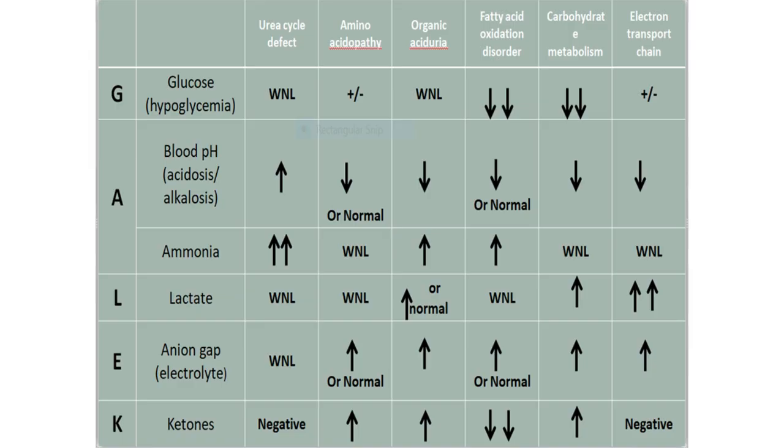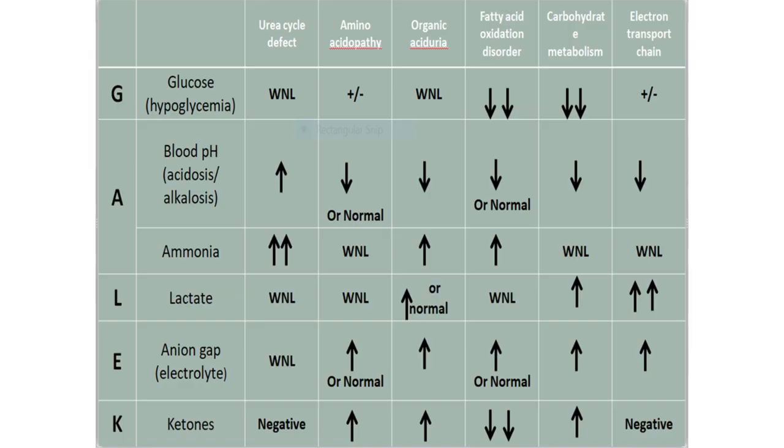Coming to organic aciduria, again hypoglycemia episodes are not going to be there. Usually blood pH falls and goes to acidosis. Ammonia will be increased, lactate may be normal or may increase, anion gap is usually high, and ketones are increased. For fatty acid oxidation defects, usually there is severe, recurrent hypoglycemia. There can be acidosis or pH can be normal. There can be hyperammonemia. Usually lactates are within normal limits. Anion gap may increase or may be normal. Ketones are usually low.